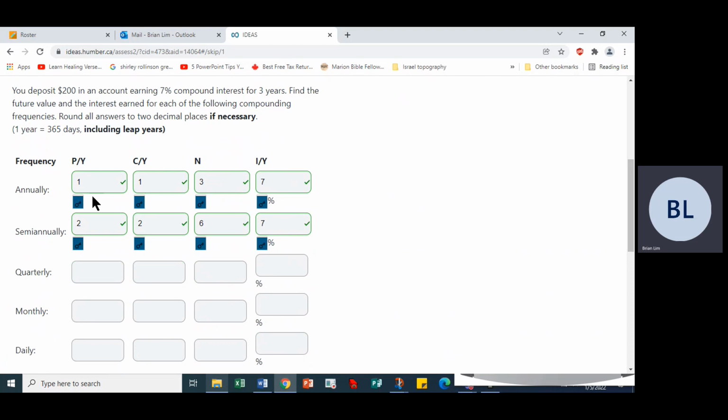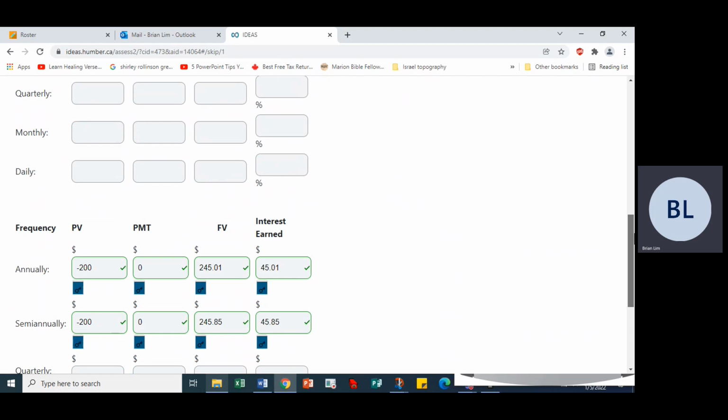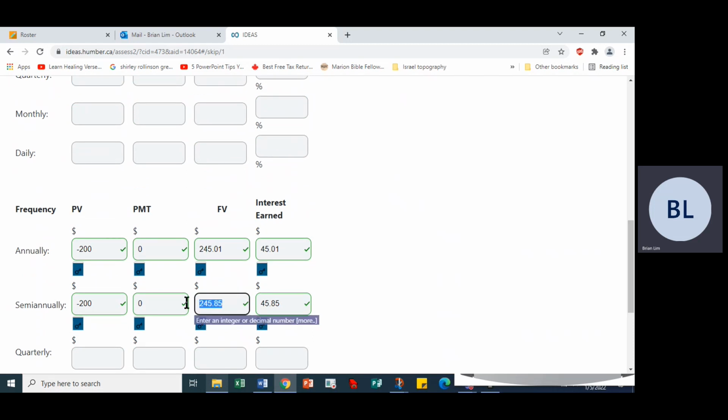I just wanted you to see how the compounding frequency works, you see, if you compound more often per year, you get a higher rate of return, right? So it's not much because the money isn't very large, $200, and it's only 3 years. So that's why this difference is not much.